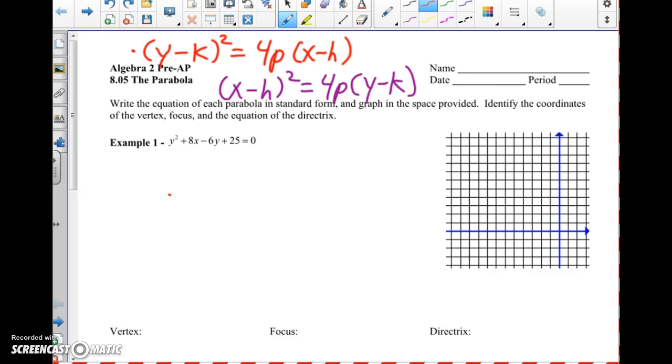All right, here's what you do. The y's go with the y's, and the x's go with the x's. So y's go with the y's, and the x's go with the x's. And the positive 25 is going to go right here.